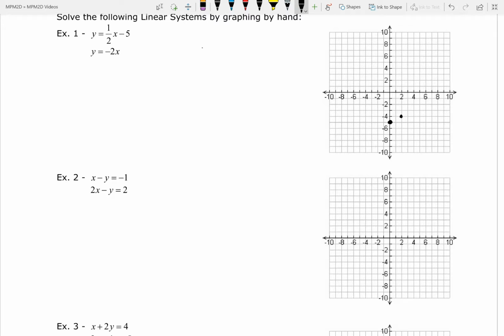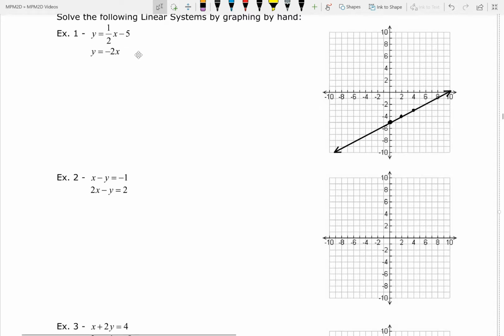And a rise of 1 and a run of 2. My next point would be over here, and so on and so on. It's a positive slope, so it's going to go increasing. And then we're going to create a line connecting those points. And here it is. I'm just going to extend the line further and further, just so that we can capture as many of these points as possible.